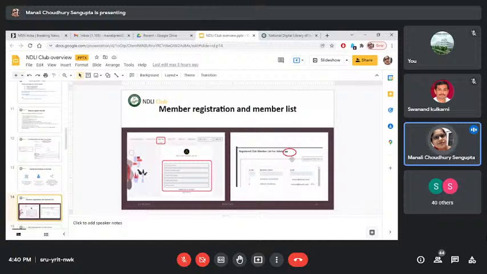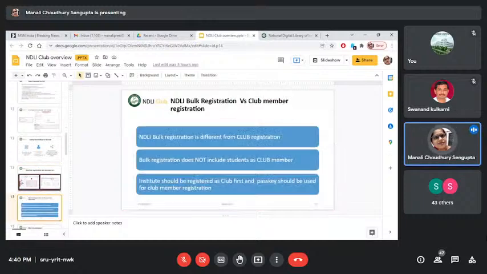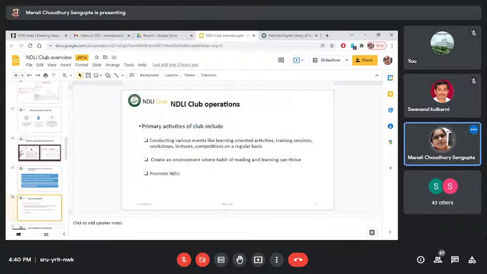The member list, how many members, only the admin can see, not the members, which means the patron, president, secretary, or the executive members. All four of them have access to see this. Just a few minutes back, I came to know from your institution that you already have 300 plus students in your club, which is a good number. So, as I mentioned earlier, there is a difference between bulk registration and club membership. Bulk registration doesn't include a student as a club member. The institute should be registered as a club first, and the passkey should be used for club member registration.